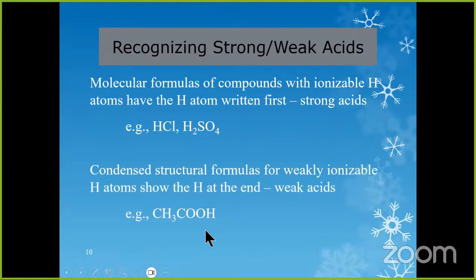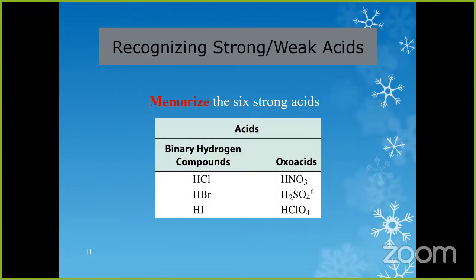And again, typically when it comes to weak acids, the hydrogen that is being released is typically written at the end of the formula, right? Again, that's not always the case in textbooks, but that's a frequent convention that is used when it comes to representing strong acids and weak acids. However, for our purposes in this course, you guys need to memorize these 6 acids as strong acids, all right?